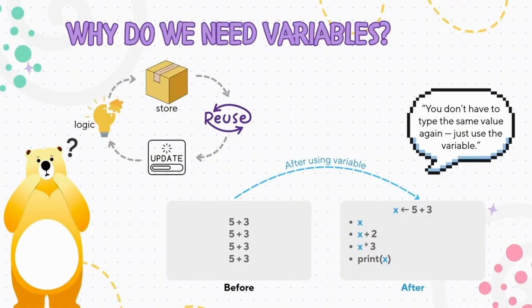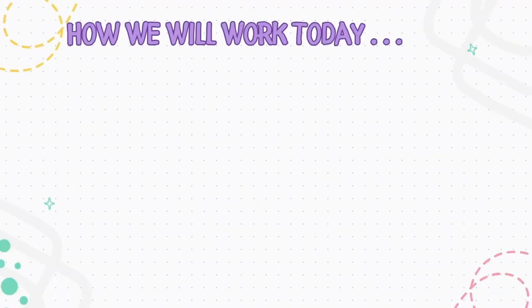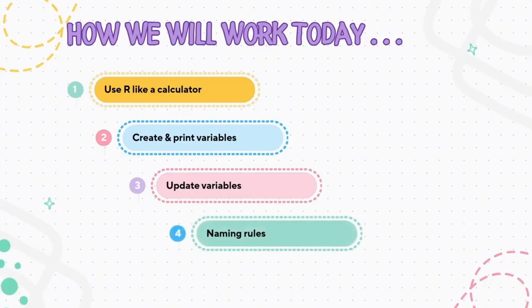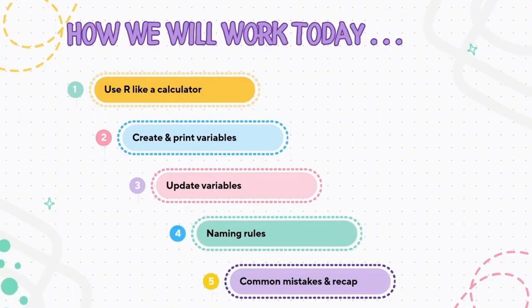Okay, now that we are familiar with what variables are, why we need variables, and what basic operations are, let's talk about how we will be working today. First, we'll explore how operations work in R, that is, we'll use R like a calculator to perform arithmetic operations. Then we will create and print variables by storing values in them. Then we'll update the variables and see how they change, talk about some common naming rules that we have to follow, and also discuss common mistakes that beginners might make, followed by a recap of the entire video. So let's get over to RStudio and work with some practical code.